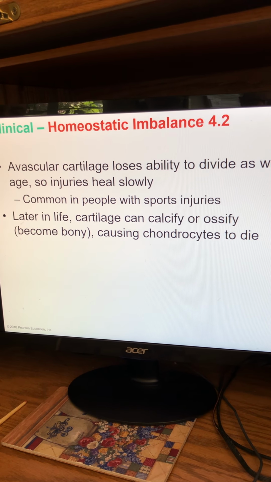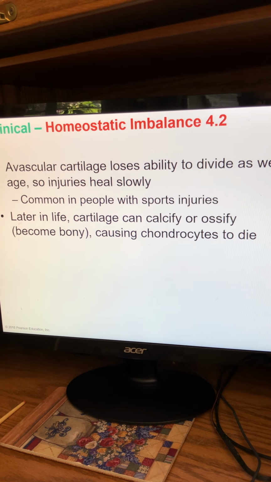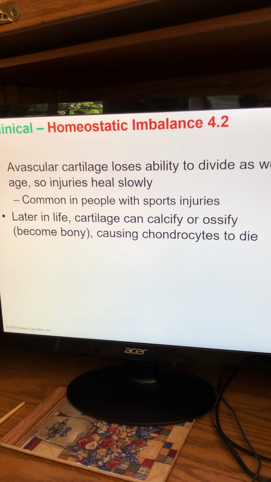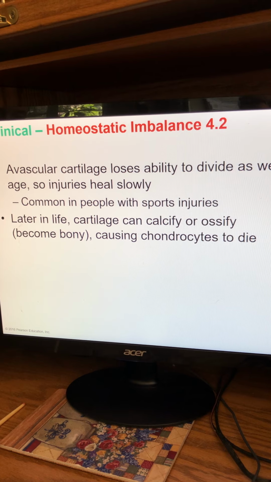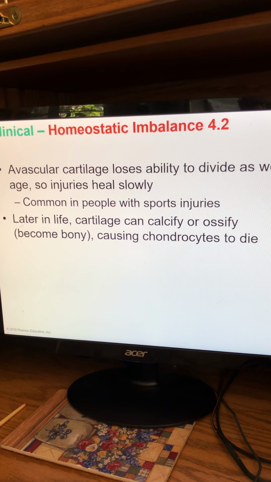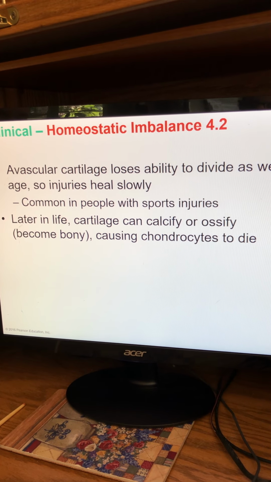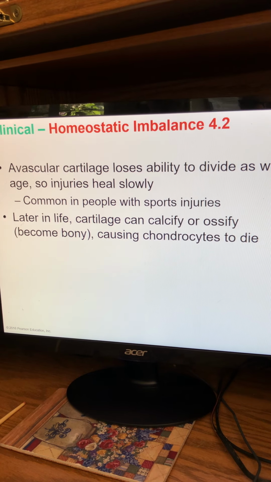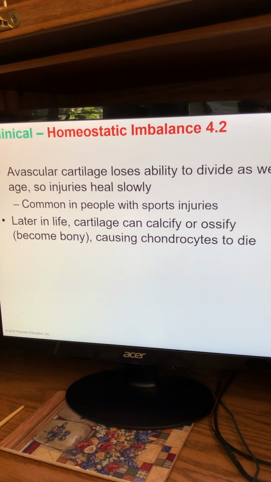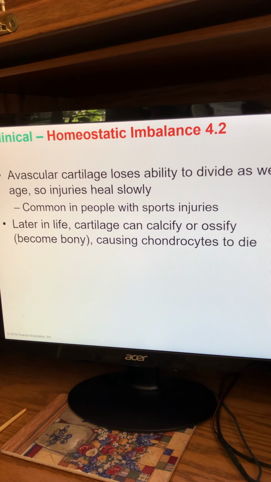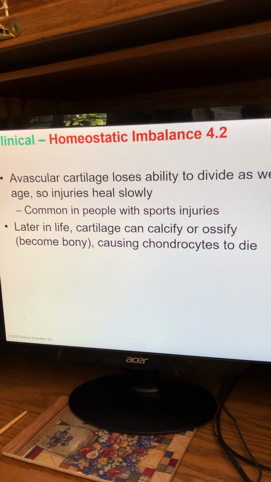A lot of them are sports injuries, but later in life, as I mentioned, for someone who's getting CPR, the cartilage can calcify and actually ossify, causing those chondrocytes to die. And so if you push on it, you hear this crackling, crunching noise. If you're doing CPR, keep pumping anyway.